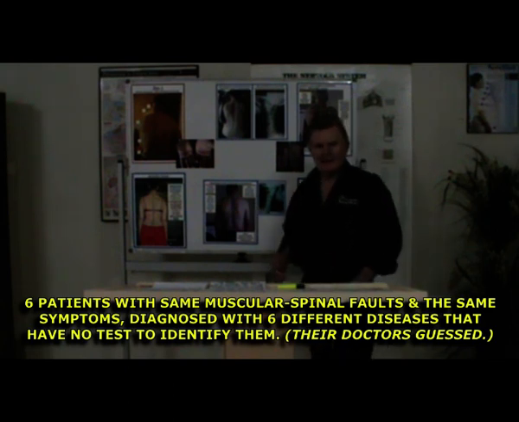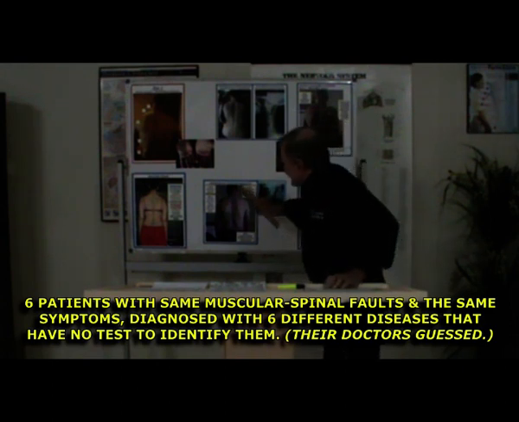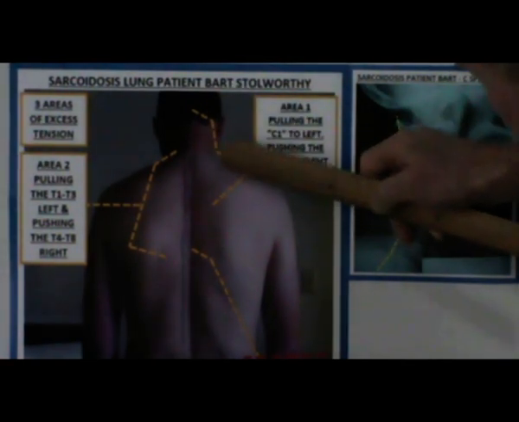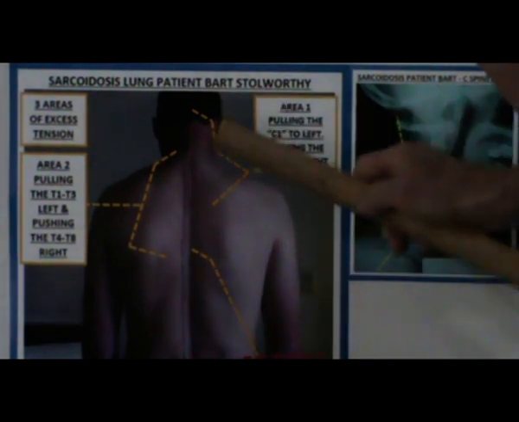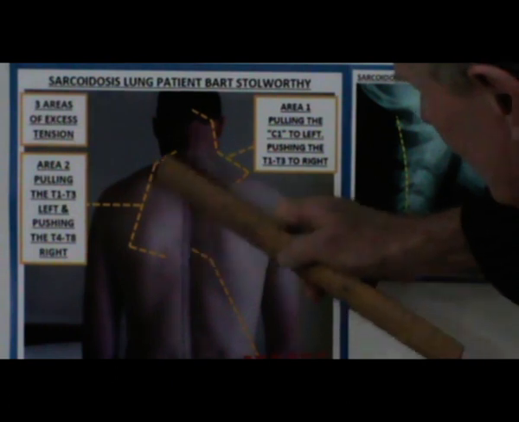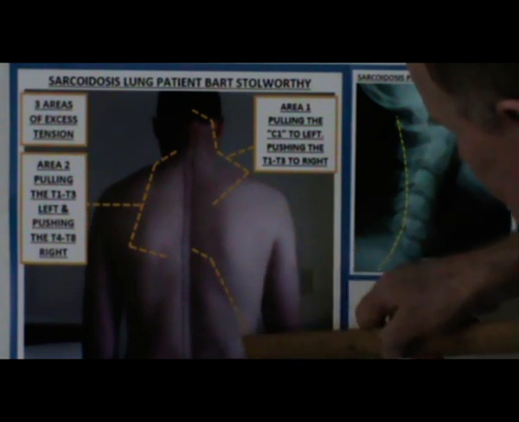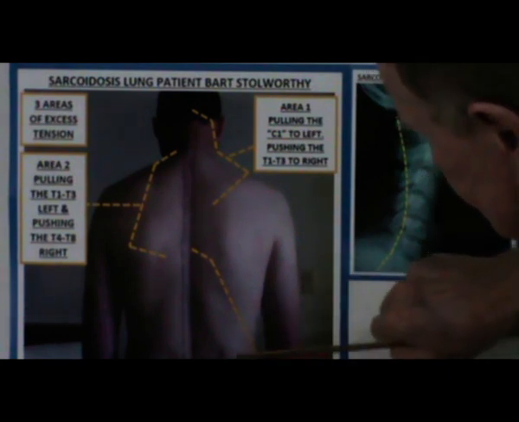Okay, so the next one I would like to show you is sarcoidosis lung disease patient Bart Stolworthy. And once again, his very first problem just prior to his first symptom developing was excess neck muscle tension, and just like Tiffany, his excess tension began also on the right side of his neck and halfway along his trapezius muscle towards the shoulder joint. So there's a close-up of the trapezius tension that's been with him right from the beginning, even before his first symptom developed. Then you see a second column of tension, part of the trapezius and the rhomboid muscle, and another column of tension going all the way out to his right hip, which pulled his right hip up in the air and caused him to develop a twisted pelvis.